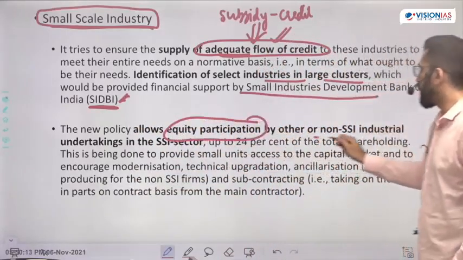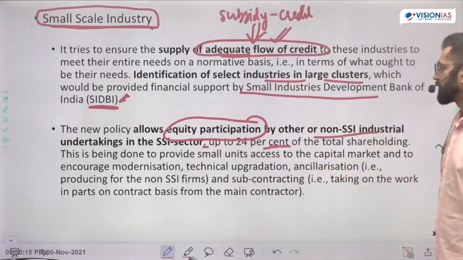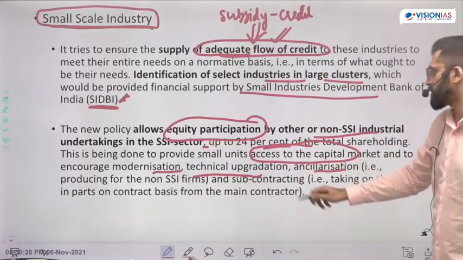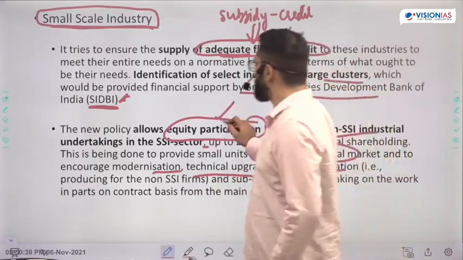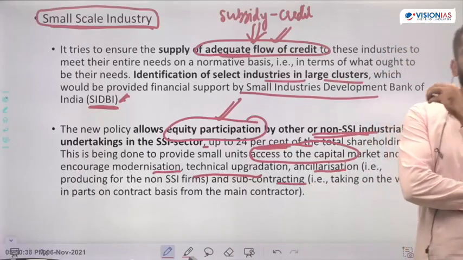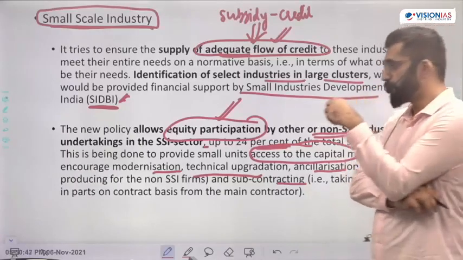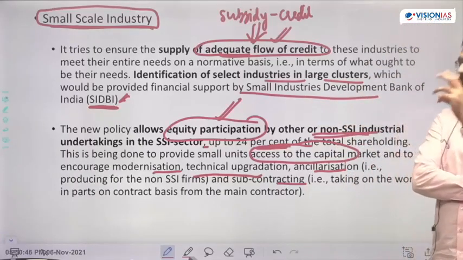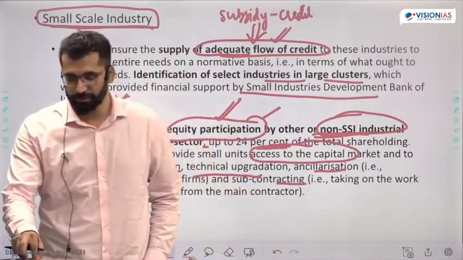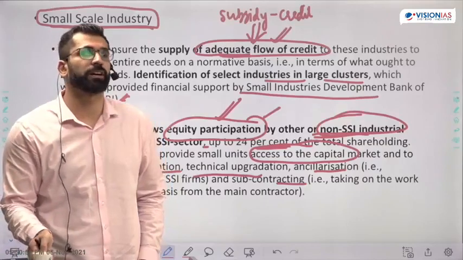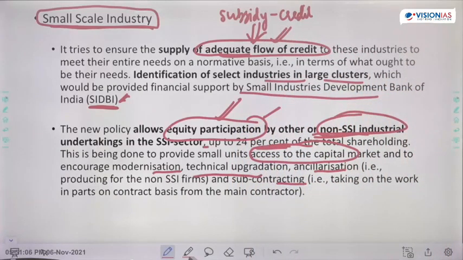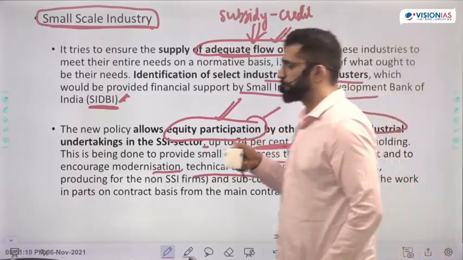Equity participation by other non-SSI industrial undertakings up to 24% of the total shareholding. This is done to provide them access to the capital market, encourage modernization, technical upgradation, ancillarization, subcontracting, etc. बड़े players का भी equity they can hold in SSI. This will provide them extra capital. 24% equity by outside players, non-SSI industrial undertakings. This is a very important reform measure to ensure capitalization. Non-SSI players को भी अगर they will allow equity holding, this will ensure more capital is coming to them. Modernization, technical upgradation, everything will happen the moment you have capital.